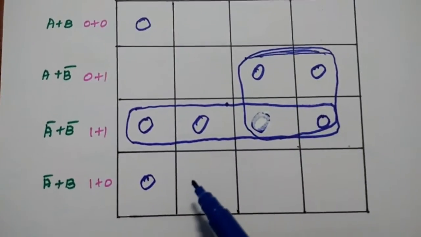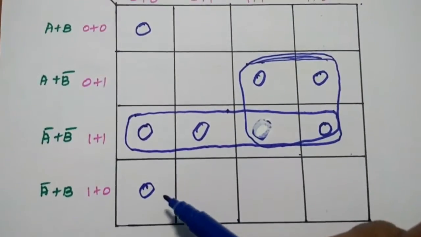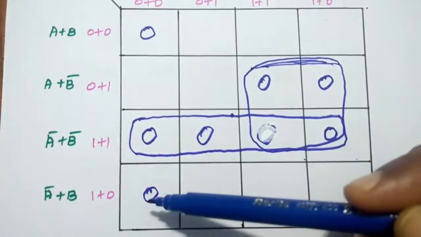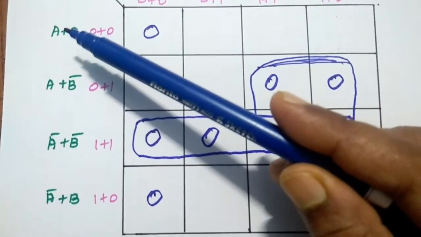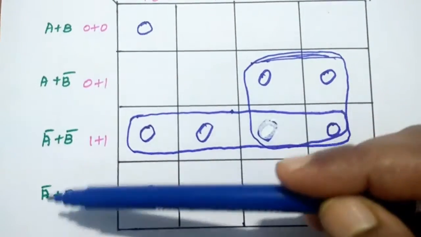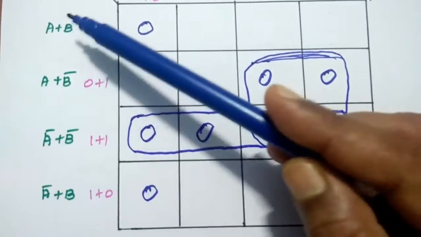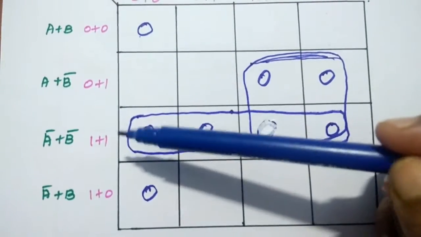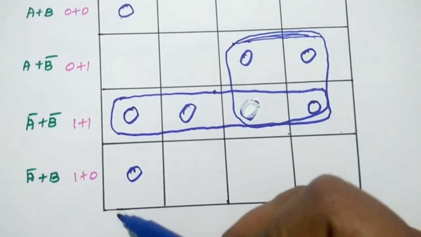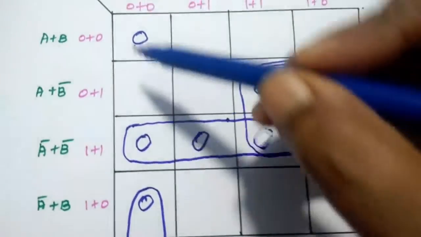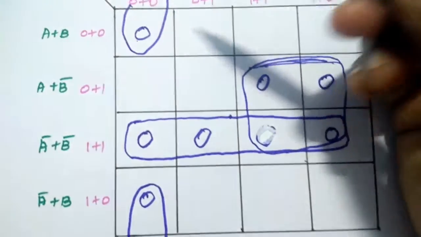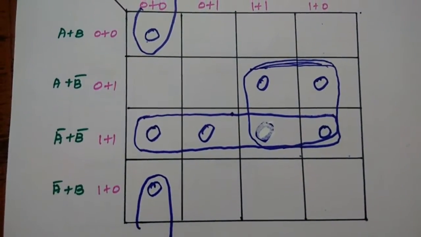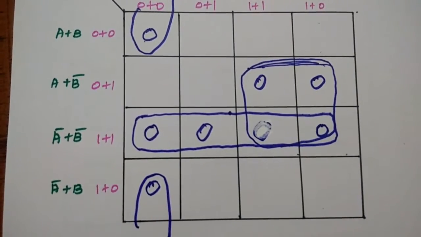Okay, so the next step. Here it is 0, and another 0 is here. So these two rows are adjacent to each other because there is only one change. Here it is A plus B, here it is A bar plus B. Only one bit is changed. So we can say these two rows are adjacent to each other, and we can make a group like this, this 0 along with this 0. So the next step is to group the number of zeros as pairs and quads.